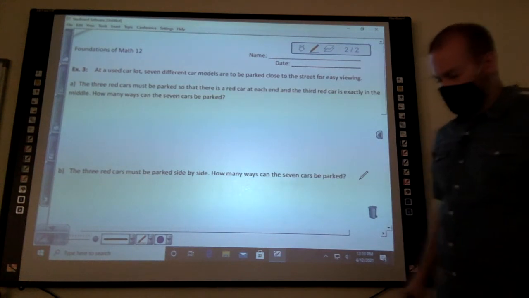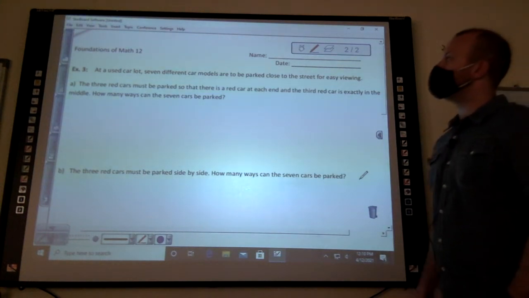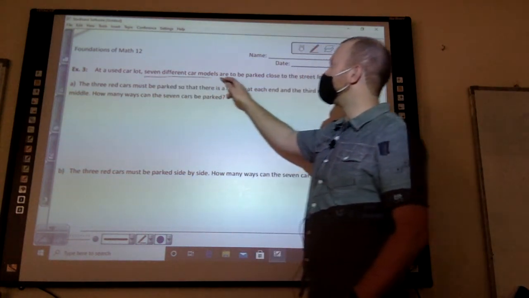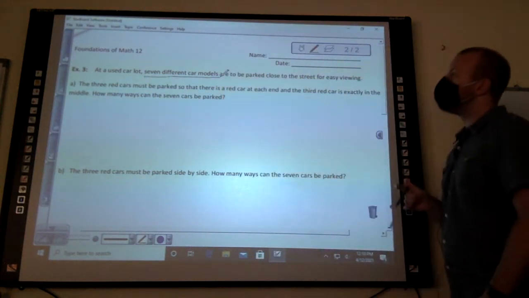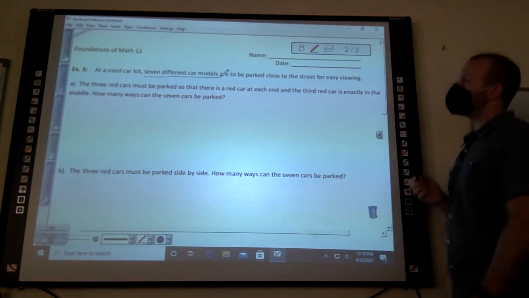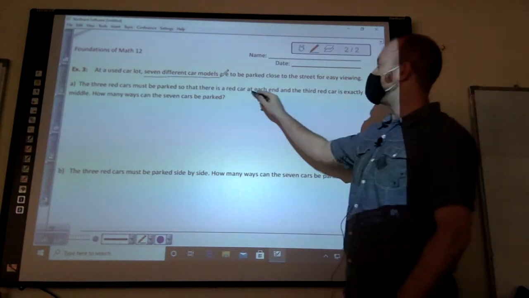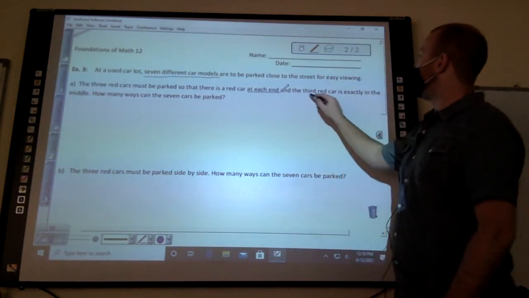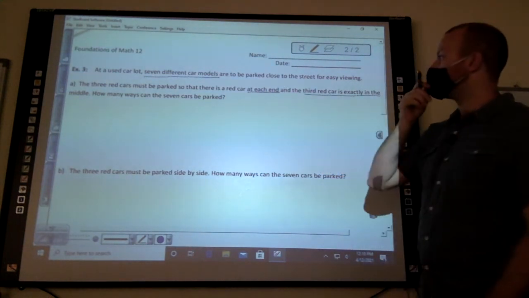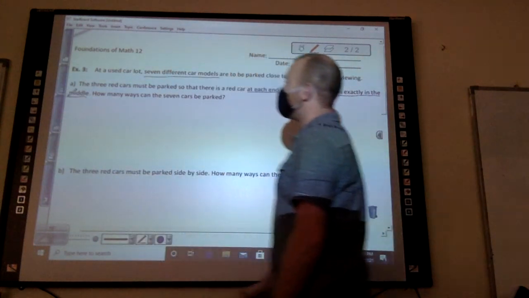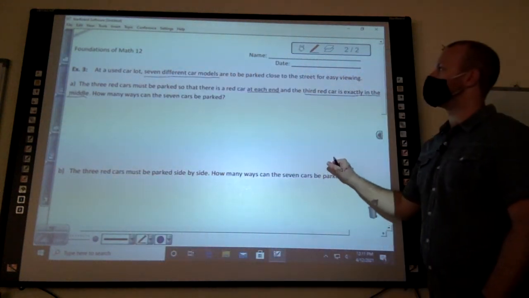So if we look at this example here, we've got a used car lot. I've got 7 different car models, so 7 different cars. And I'm going to restrict this so that the 3 red cars must be parked so that there's one at each end, and the 3rd car is exactly in the middle. So we want to know how many ways can we park those 7 cars.